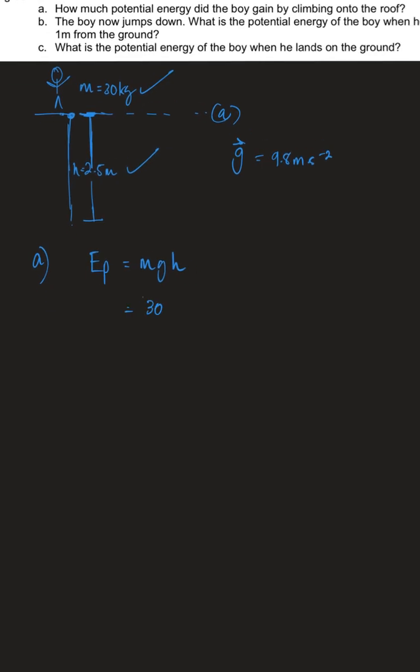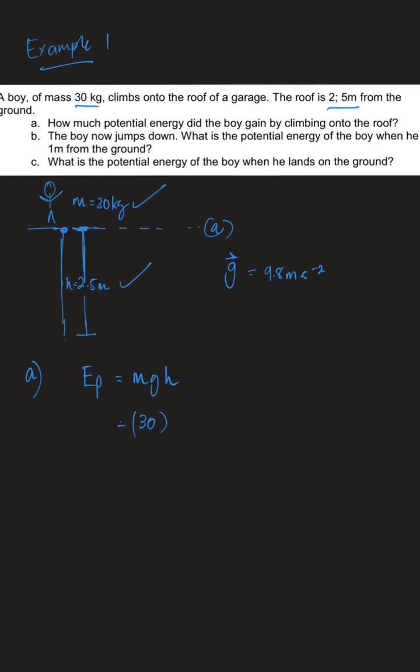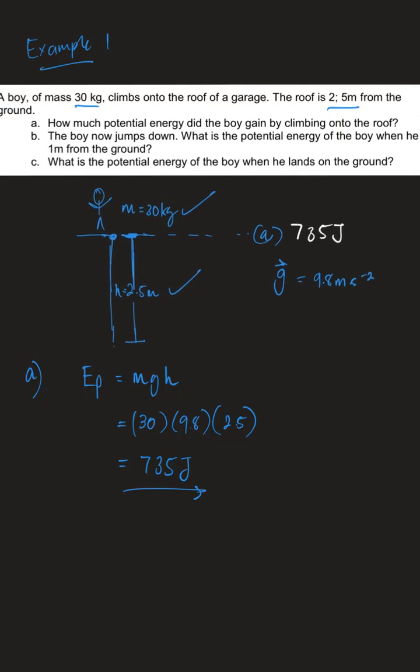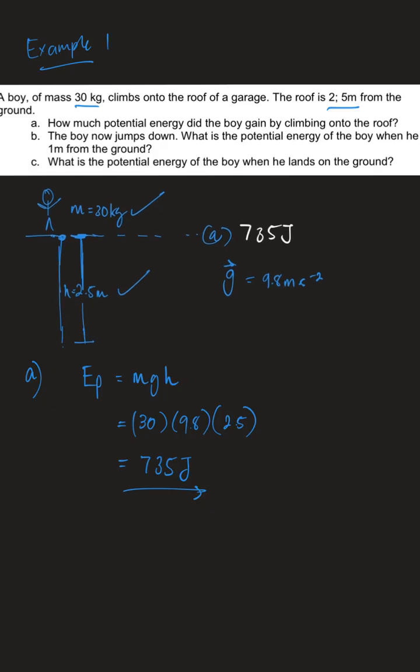Alright, so I'm just going to put my information in. The mass is 30. Please make sure you write down the question and you write down the solutions. I would suggest writing down the question first and then continuing from there. So 30 times 9.8 times 2.5. Pop that into your calculator and you're going to get 735 joules. So when I'm here at the top, I've got 735 joules.